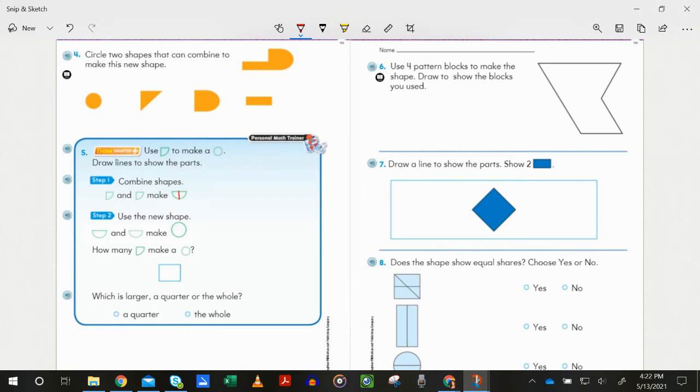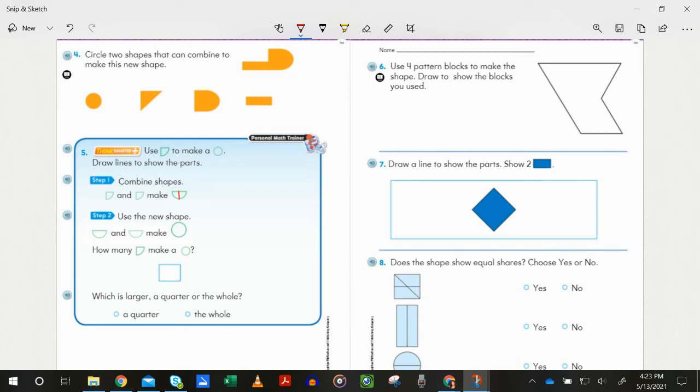Okay, next up, number 6, it says use 4 pattern blocks to make the shape. Draw to show the blocks you used. So your patterns, your little baggie of shapes, your pattern blocks, they are not the same size to be able to make this picture. Even if you have not just paper ones, but hard ones, they're just a little bit smaller than what you would need to be able to make this picture. So if you fit them inside of it, it's not going to fill it up all the way, but it will make the same shape. It will just be a different size.